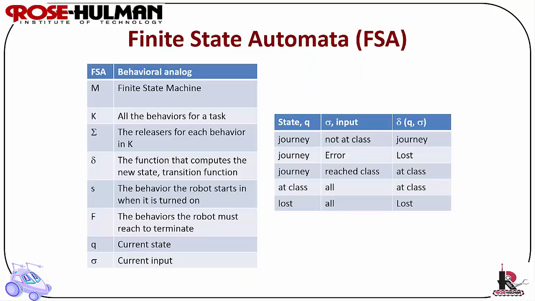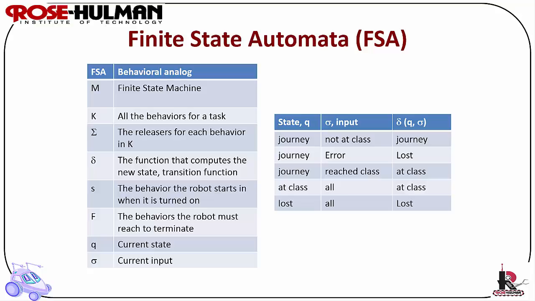A finite state automata makes a diagram that lists all of the possible inputs and outputs and the behaviors and what should happen. It's like a finite state machine where you have all the behaviors for the task, the releasers for each behavior, the function that computes the new state, the behavior that the robot starts in when it's turned on, the behaviors the robot must reach to terminate, as well as the current state and the current input.